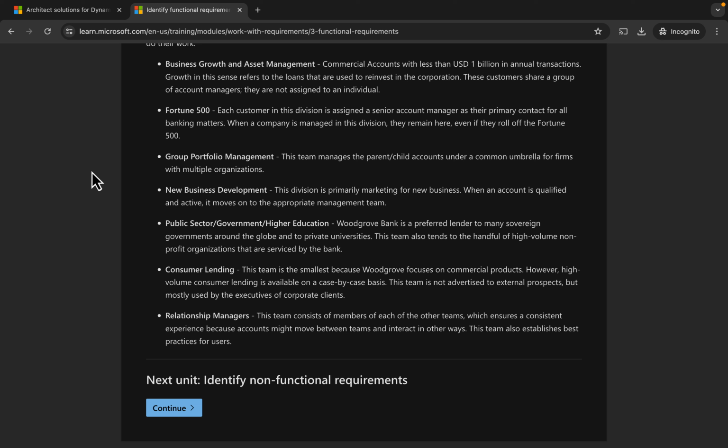Business growth and asset management. Commercial accounts with less than $1 billion in annual transactions. Growth in this sense refers to the loans that are used to reinvent the corporation. These customers share a group of account managers and they are not assigned to an individual. Fortune 500. Each customer in this division is assigned a senior account manager as their primary contact for all banking matters. When a company is managed in this division, they remain here even if they roll off the Fortune 500.